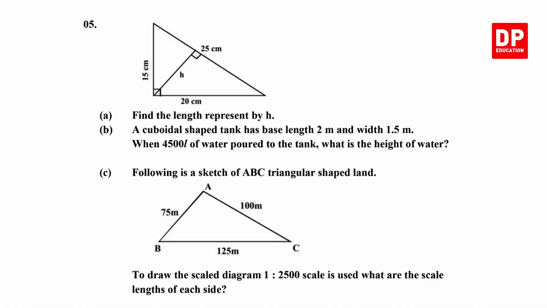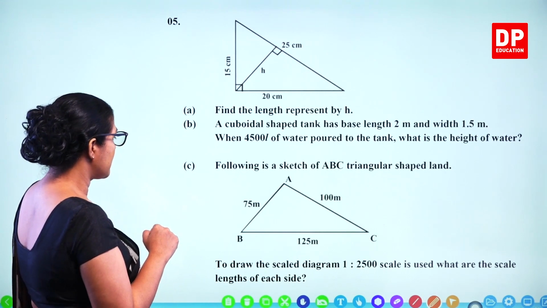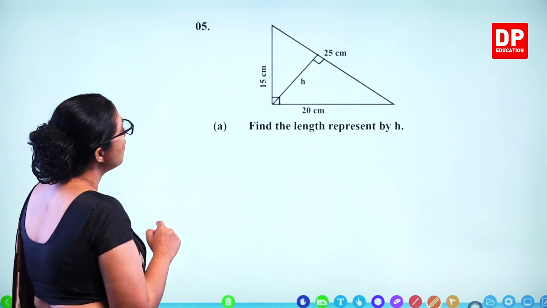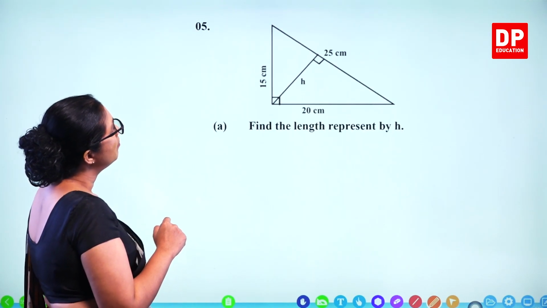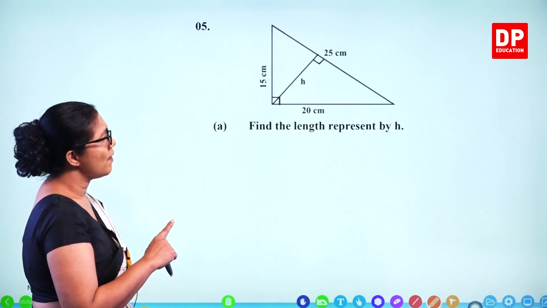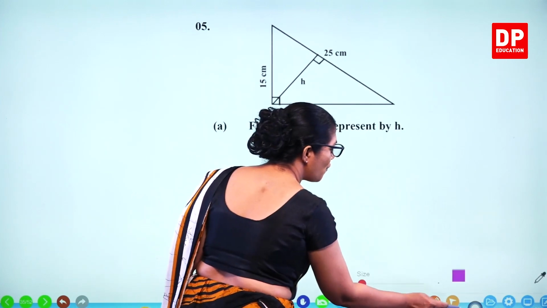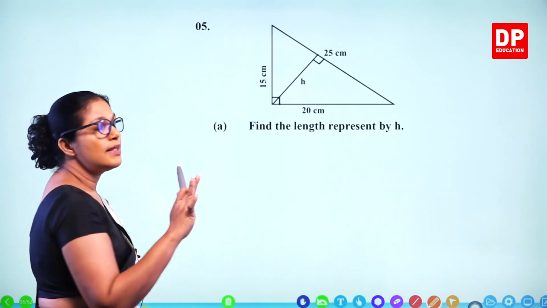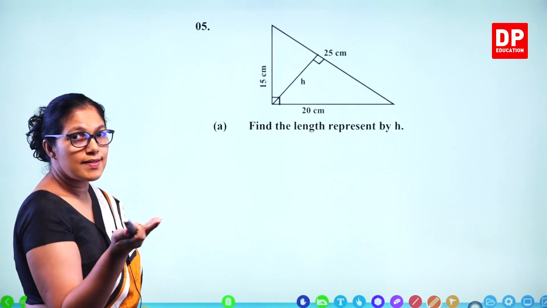Let's take question number 5. You are given 2 triangles. So let's do that. Find the length represented by h, the perpendicular height to the base 25. So we can use the area formula to find the h value. Same triangle: when you take any base with the perpendicular height, the area is the same.